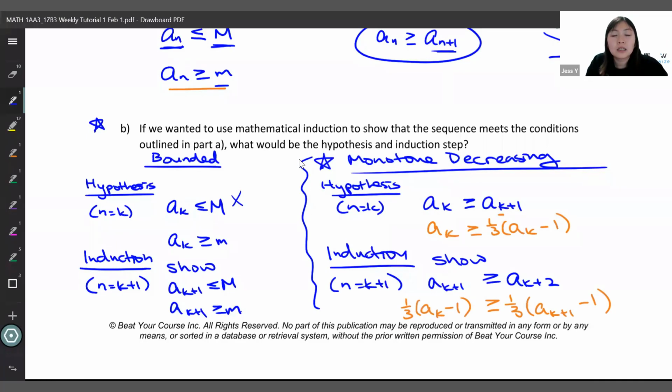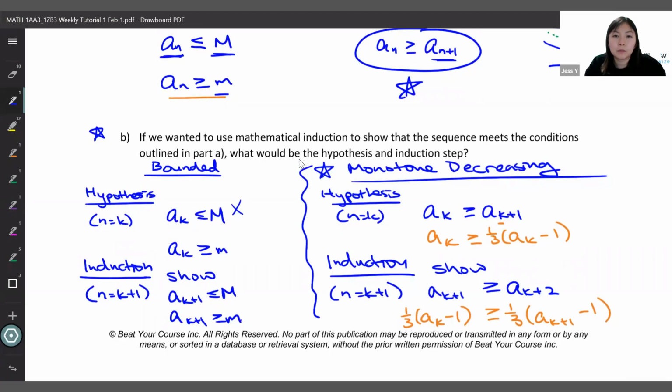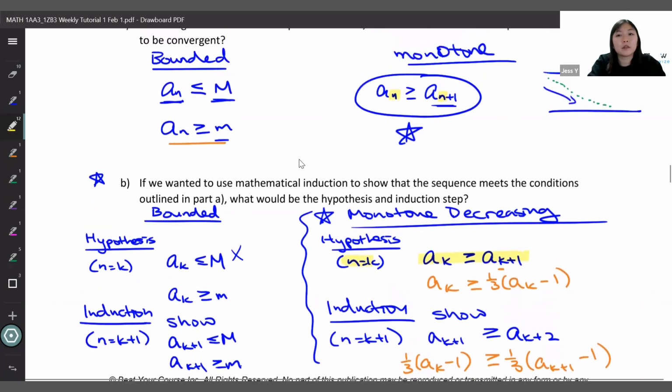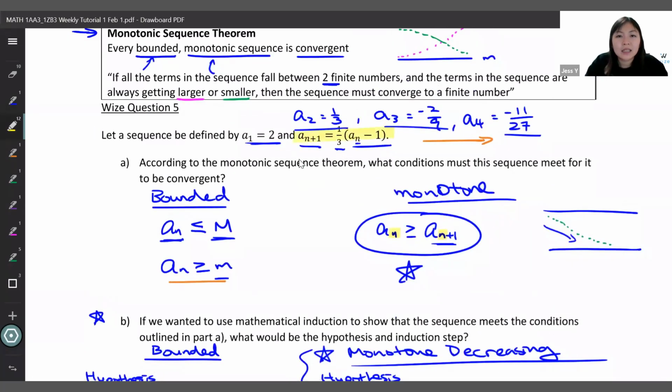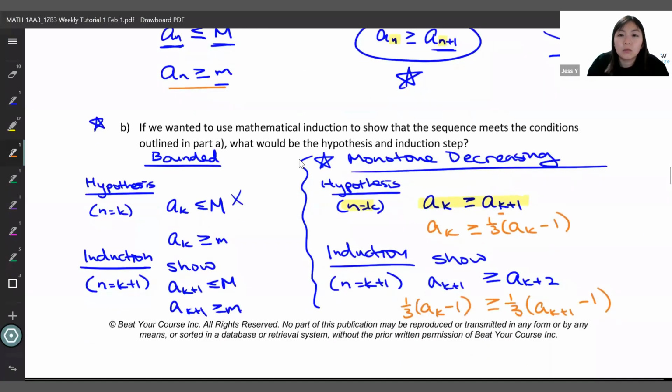So for monotonically decreasing, we want to show that a n is greater than or equal to a n plus one. The hypothesis, we're going to let n equal k, so I'm replacing these n's with k's. So I get a k is greater than or equal to a k plus one. But I also have formulas for this. Remember our formula? It says that a n plus one is a third times a n minus 1. If you think of it as replacing the n with a k, then we see that a k plus one is a third times a k minus 1. So this is our hypothesis. We're assuming that this is true.